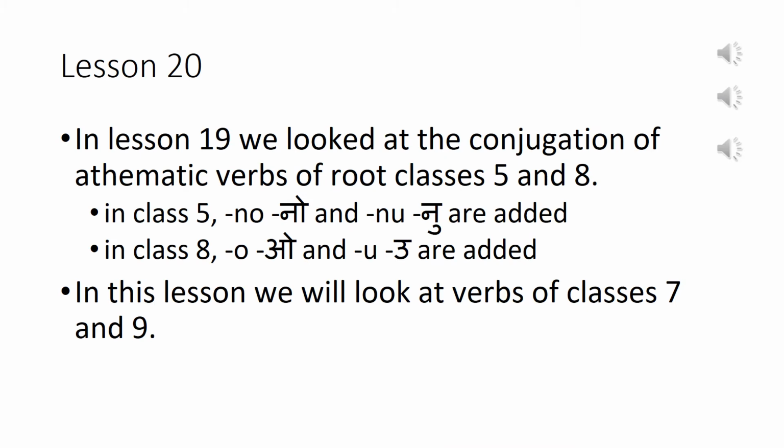In lesson 19, we looked at the conjugation of athematic verbs of root classes 5 and 8. We said that in class 5, no is added to the root to make the strong stem and nu is added to the root to make the weak stem. And in class 8, o and u are added to make the strong and weak stems respectively. In this lesson, we will look at verbs of classes 7 and 9.